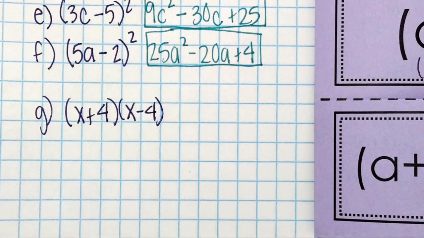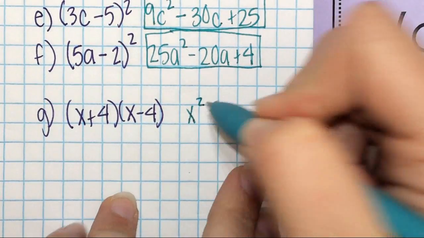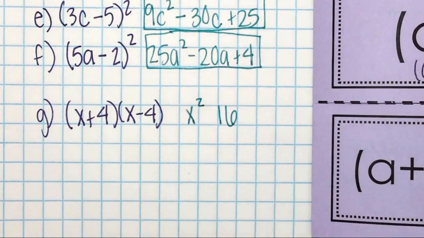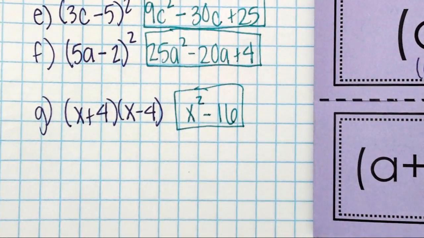Alright, x plus 4 times x minus 4. Do we have the same thing in parentheses? Do we have a plus sign and a minus sign? Yes. We get to use our rule. So if you square the first term, what do you get? x squared. If you square the second term, what do you get? 16. And then what do you do with those two numbers? That's so easy. That's so simple.